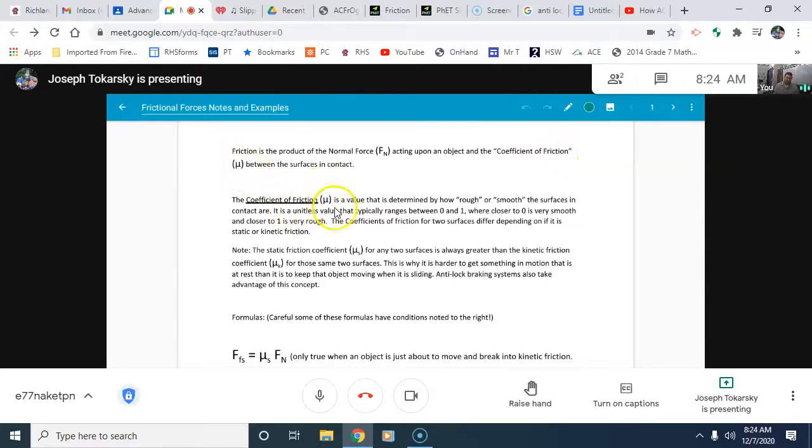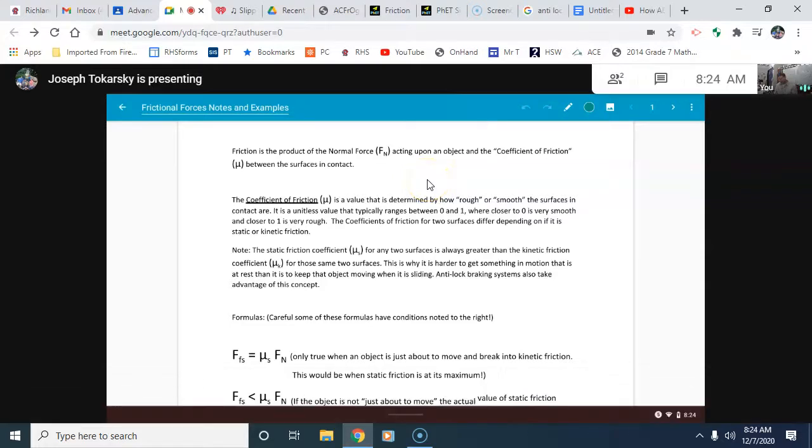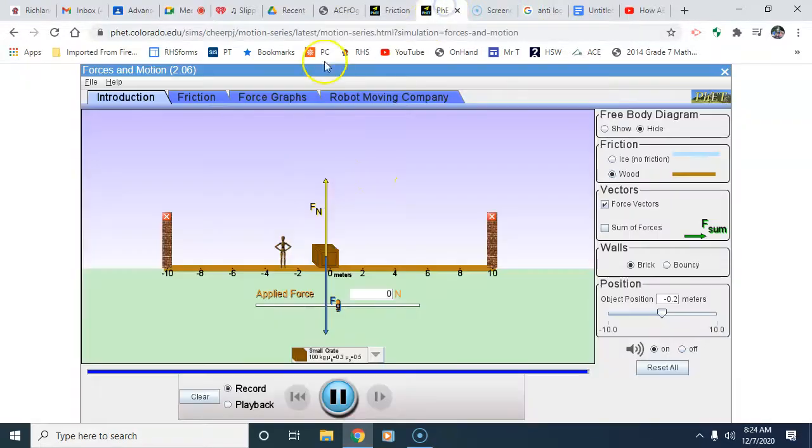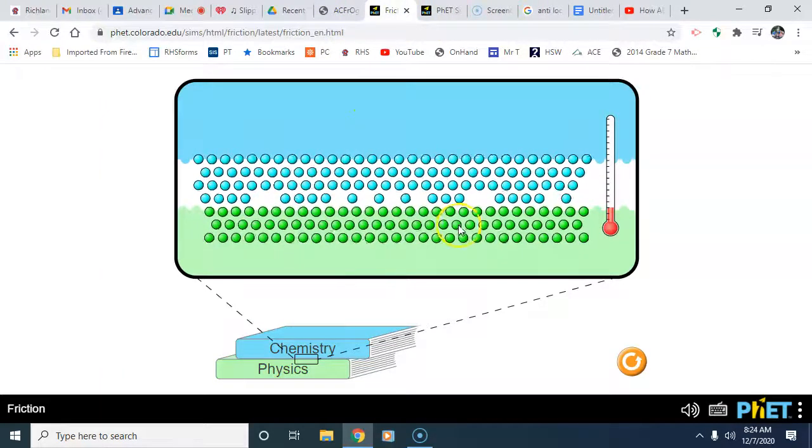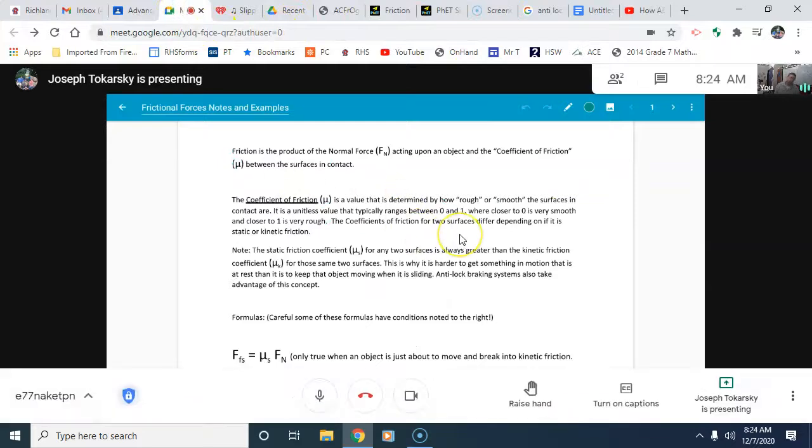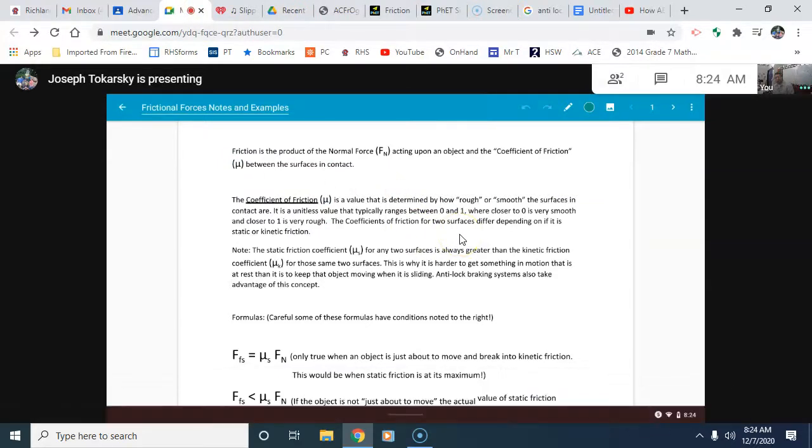And its symbol, this looks like maybe a cursive U, but it's actually the lowercase Greek letter mu. We would pronounce it mu. Anytime we see this in a formula, it represents a value where the higher it is, the more roughness between the two surfaces, or more bumpiness on a microscopic level. And if it's closer to 0 and smaller, then those are really smooth surfaces.